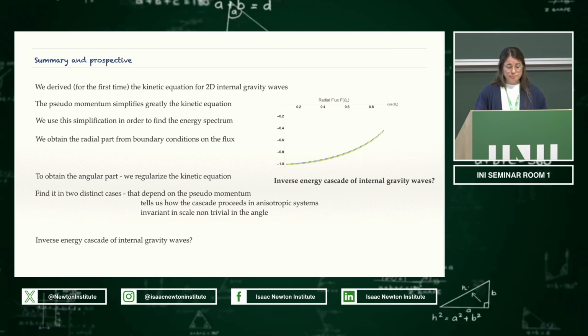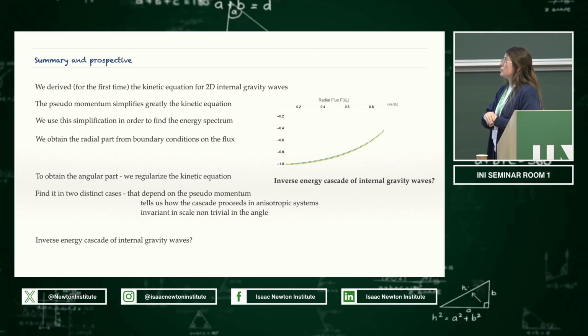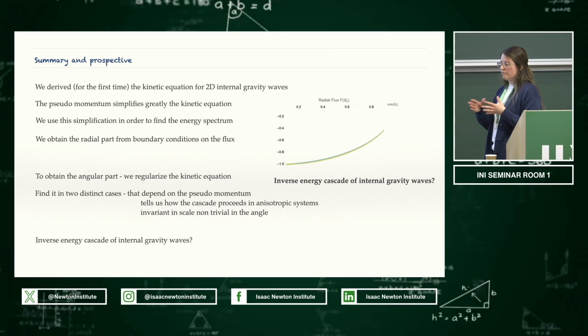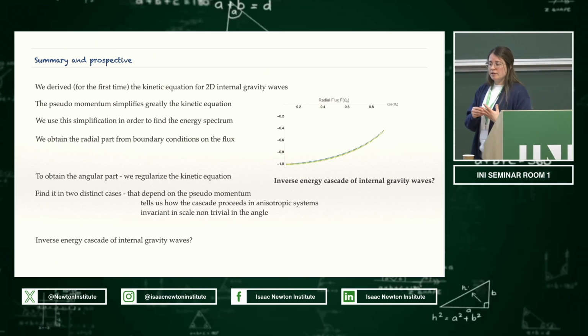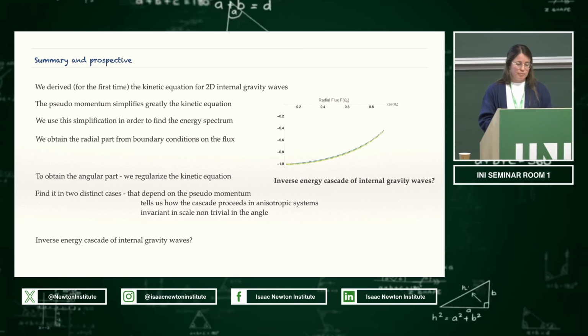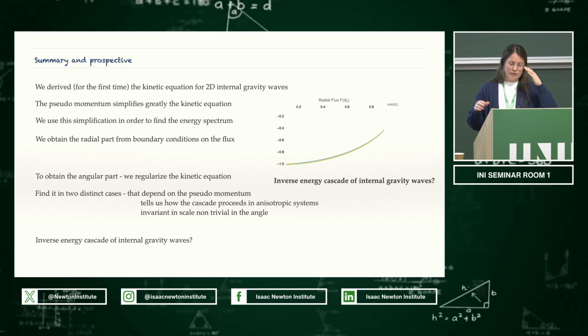So we derived for the first time the two-dimensional kinetic equation for internal gravity waves. And we were heavily using the fact that it has a second quadratic invariant, a pseudo momentum. It allowed us to write the kinetic equation, because we found the variables with respect to pseudo momentum. It allowed us to simplify the kinetic equation and get a much friendlier version. And this simplification made the search for a steady state solution much easier. And we obtained a solution by fixing boundary conditions.